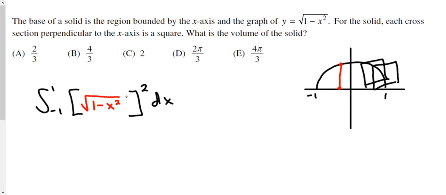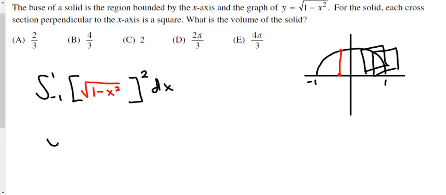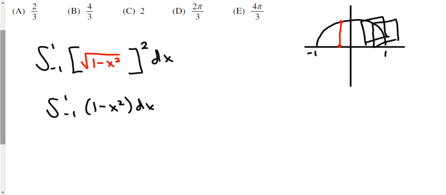You guys look at this. We square this, and we just get 1 minus x squared, right? Because the square cancels the square root. Now again, I'm looking at this. This is an even function. So I'm going to go from 0 to 1 and double the answer. Now you don't really have to do this. It's not that complicated, but this just cuts my work in half.